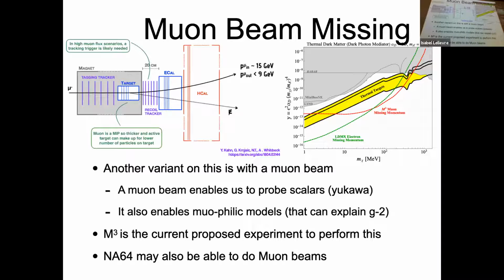Question? I'm not clear, if I want to look at some kind of scalar dark matter, why would the heavier muon help me out with that? I mean, it's not a Higgs, right?